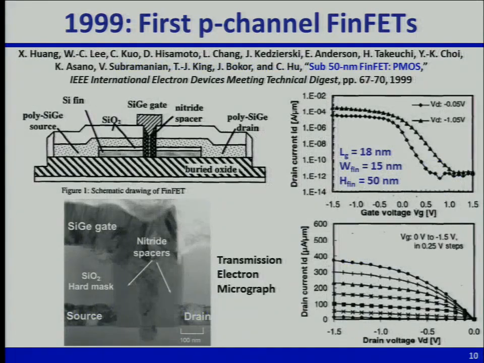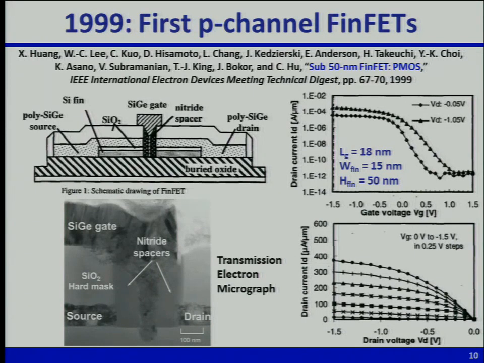So the next year, my PhD student published, that was N-channel, we published a P-channel device. Now the gate length is below 20 nanometers. So that was the first FinFET PMOS and showed below 20 nanometers. But now look at the ratio of the width of the fin. The width of the fin is 15 nanometers. The gate length was 18.